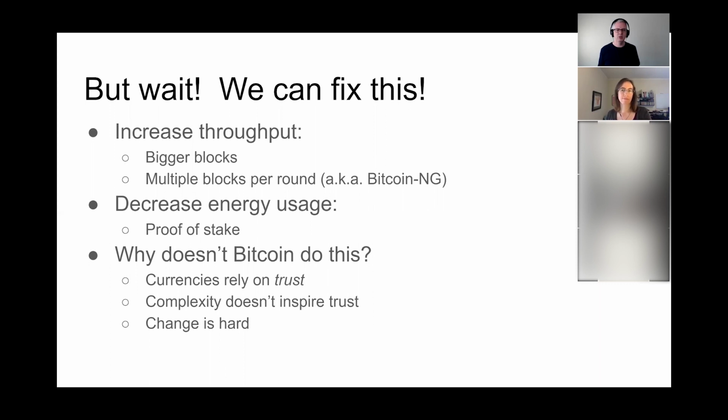So why doesn't Bitcoin do this? There are a few reasons. One is currencies rely on trust. And quite frankly, if you make something more complicated to understand, fewer people will trust it. And because fewer people trust it, they don't necessarily agree to changing what's currently working right now. And if you can't get everyone to agree at exactly the same time to change Bitcoin, it doesn't change, because people keep on doing the old thing and transacting on the old system.